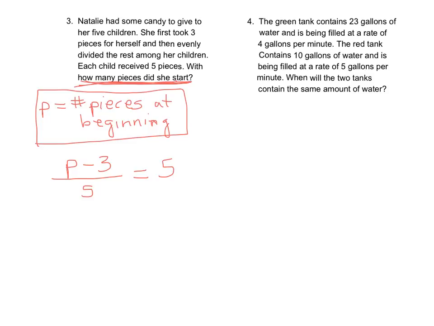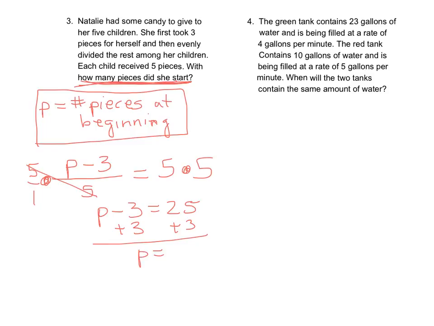Alright, this one we have to solve by getting rid of this division. You have to get rid of this division, and the opposite of division is multiply. So we're going to multiply both sides by 5. That cancels over here. P minus 3 equals 25. And then add 3 to both sides. And you get P equals 28. So apparently Natalie started with 28 pieces.